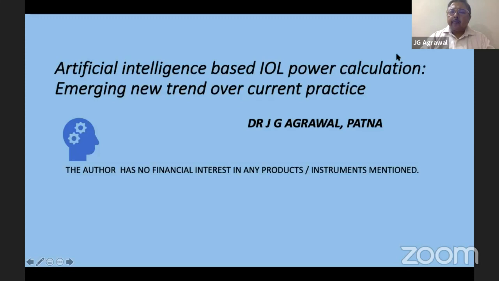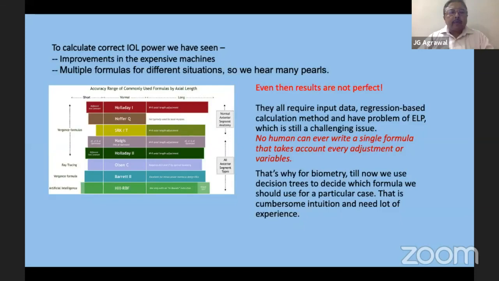My topic is artificial intelligence based IOL power calculation, the emerging new trend over the current practice. To calculate the IOL power, we have multiple formulas for different situations. So we have many formulas, for short eye, normal eye, and for long eye. Even then, the results are not perfect. They all require input data, regression-based calculation methods, and we have the problem of effective lens position, which is still a challenging issue. No human can write a single formula that takes into account every adjustment or variable.